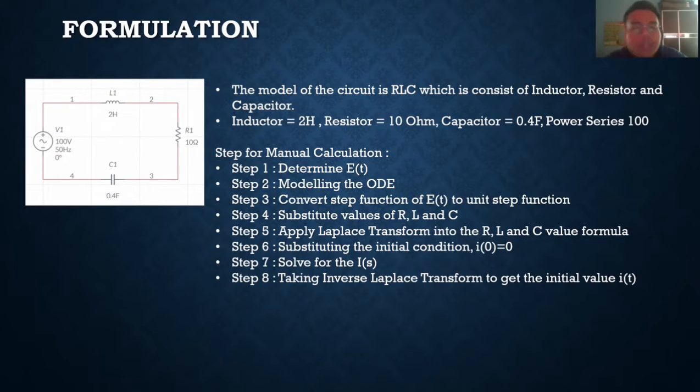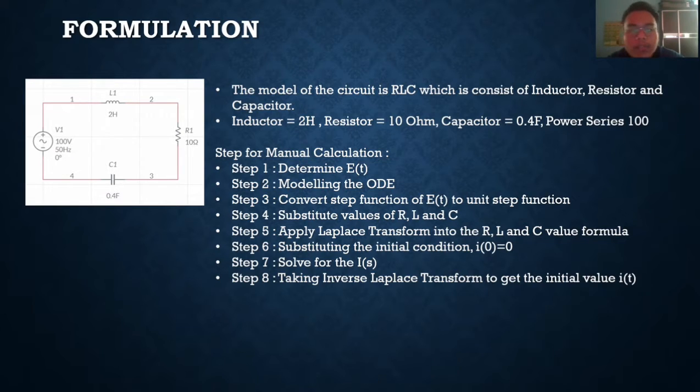There are 8 steps for the manual calculation. Step 1 is to determine E(t), which means when 100 units are applied to the circuit, the time is below x seconds. After x seconds, 0 units are applied to the circuit. Step 2 is modeling the ODE, which is VL plus VR plus VC equals E(t).